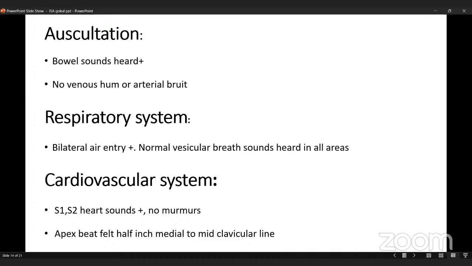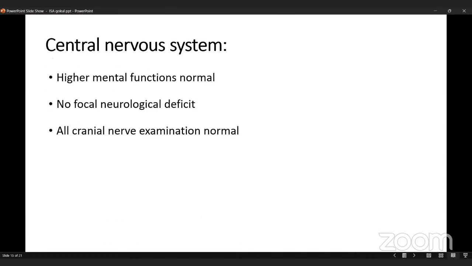Auscultation: bowel sounds heard, no venous hum or arterial bruit. Respiratory system: bilateral air entry present, normal vesicular breath sounds heard in all areas. Cardiovascular system: S1, S2 heard, no murmur, apex beat felt half inch medial to the mid-clavicular line. Central nervous system: higher mental functions normal, no focal neurological deficit, all cranial nerve examinations are normal.